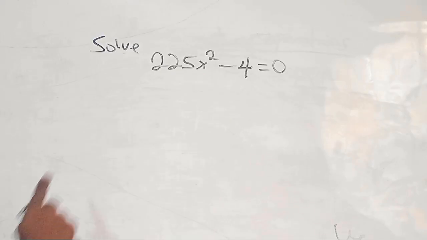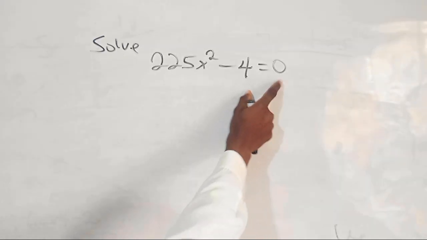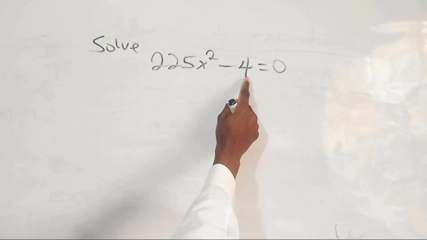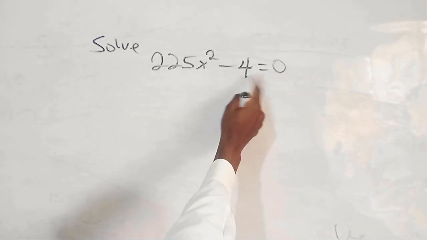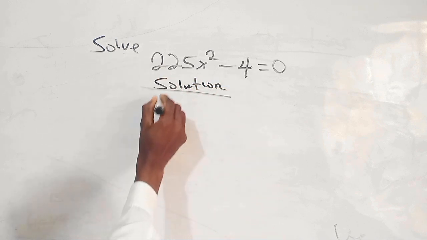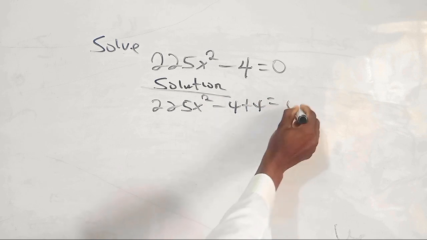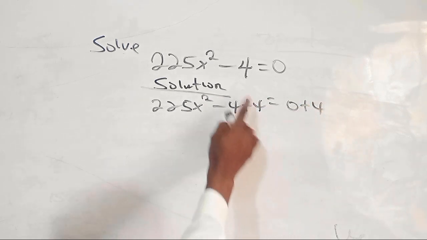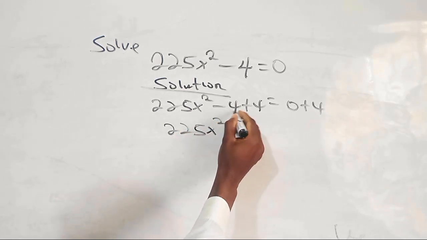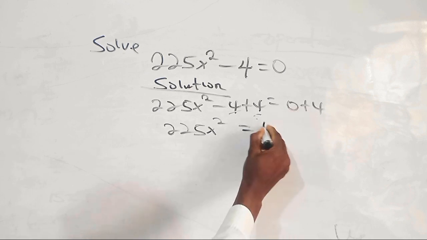The question says solve for x in this equation. You have 225x squared minus 4 equals 0. So from here I can easily add 4 to both sides to take care of this 4. So I have 225x squared minus 4 plus 4 equals 0 plus 4. I'll add 4 to both sides. So I have 225x squared; minus 4 plus 4 is 0. So I have this equals 4.